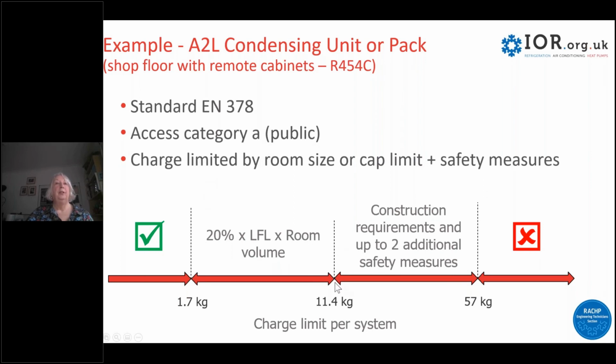When we're below this level here, in this case 11.4 kilograms, it's limited by the room volume. If we want to go above that charge size, and we could go up to 57 kilograms with this particular refrigerant, then we have to observe the construction requirements. For example, that covers how we join pipe and components. And we may need up to 2 additional safety measures. So we may need gas detection coupled to an alarm and coupled to something like refrigerant shutdown.